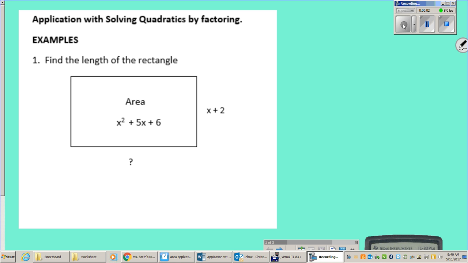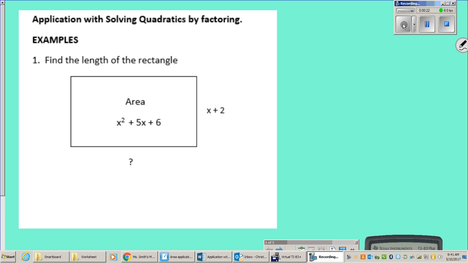Hello, today we're going to start working with application problems with solving quadratics. Yesterday we worked on solve by factoring. So we're going to go back and review how we can find a missing side length by factoring the area. And then we're going to transition into solving to find missing side lengths.